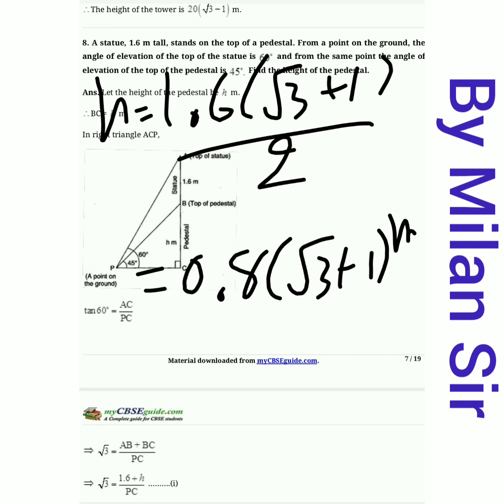This is our height of the pedestal. Now under root 3 is present, but it is in the numerator, so it will be okay. No need to rationalize it. So this is our final answer. And second thing, the value of under root 3 is also not given in the question, so we do not need to put the value of under root 3. Height of the pedestal is equals to 0.8 in bracket under root 3 plus 1 meter. So just take a note of it.